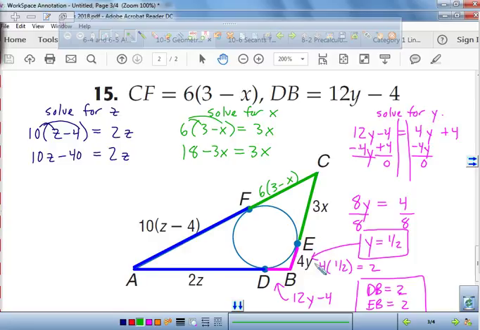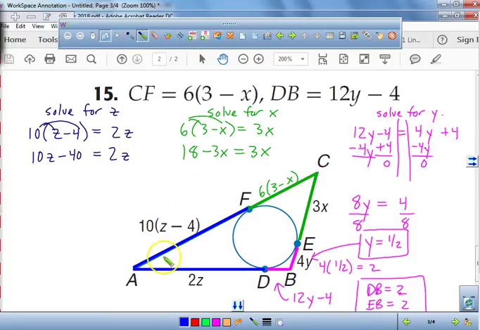Okay. Good luck. Solve the problem. When you get the answer, make sure your final answer is the what? The final answer represents the whole perimeter of the triangle, not just one of the sides.